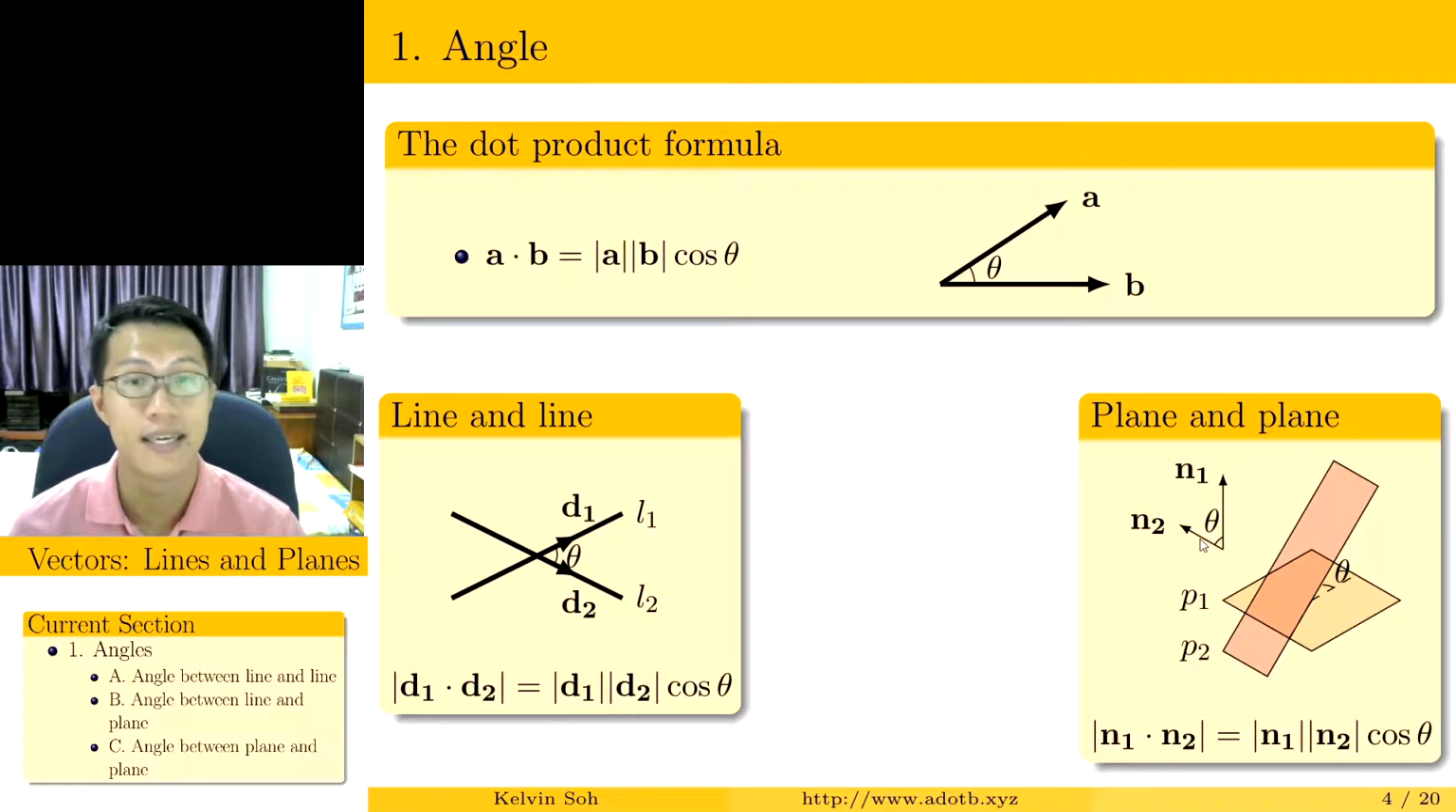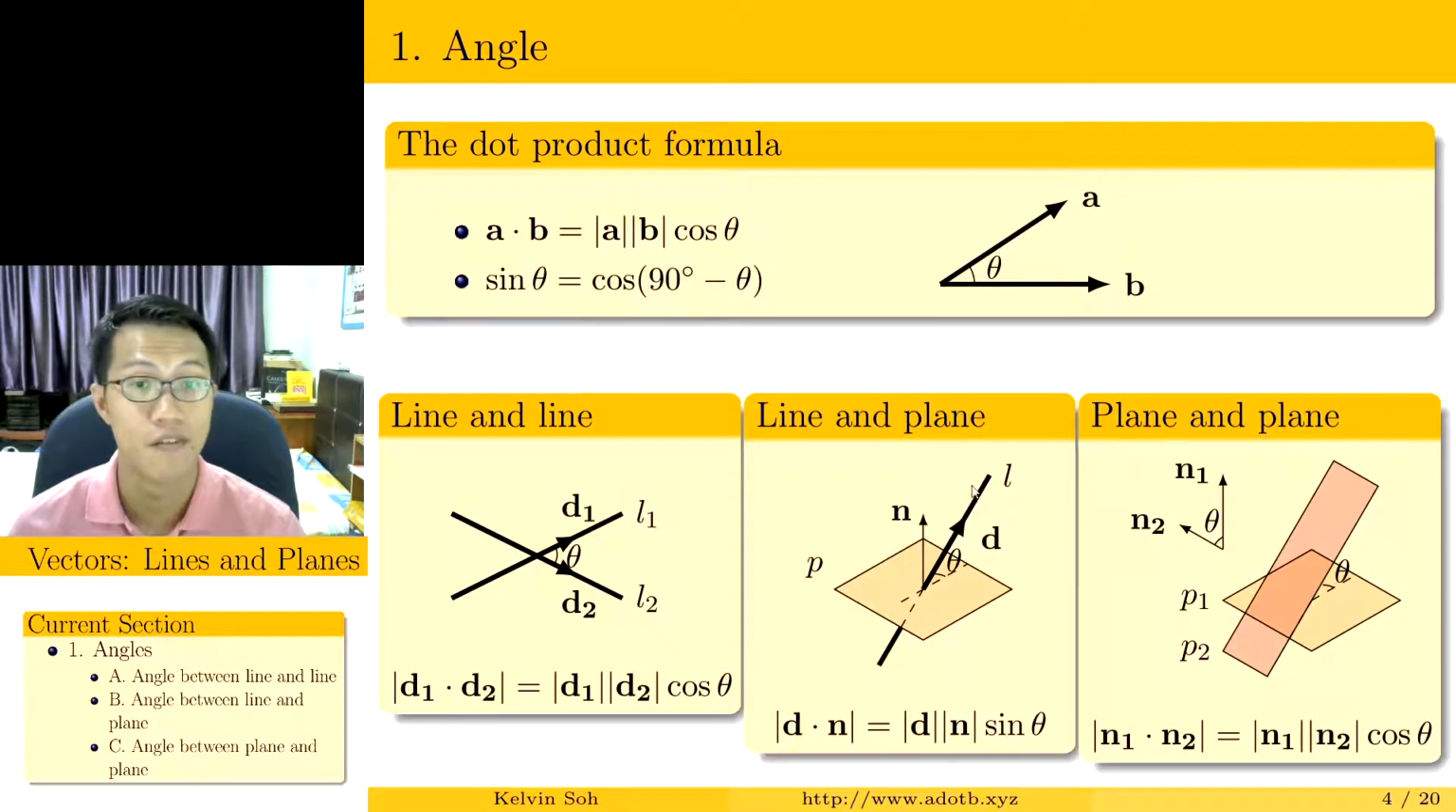Our final case is the angle between a line and a plane. For this case, we have to be a bit careful because for a line, we'll be using the direction vector, while for a plane, we'll be using the normal vector. If we just apply the cosine formula directly, the angle we'll end up with is the angle between these two vectors. That's the angle on top over here. However, the angle between the line and the plane is the angle below. They're off by 90 degrees.